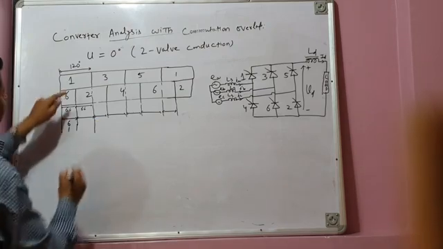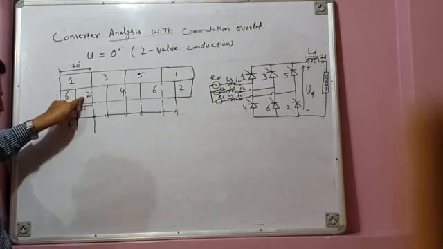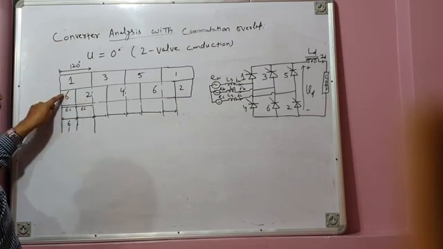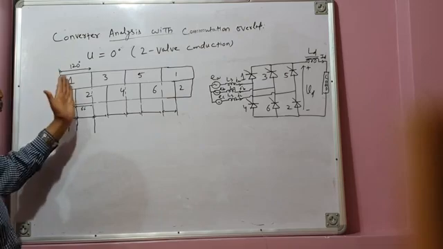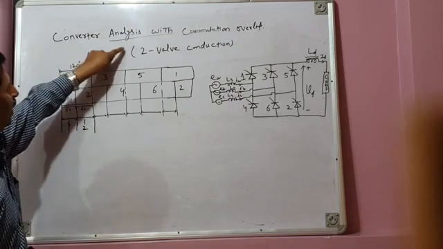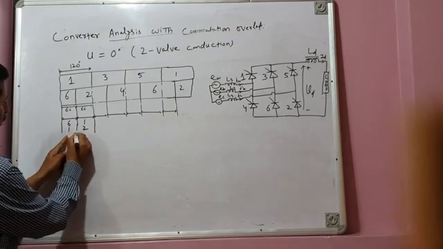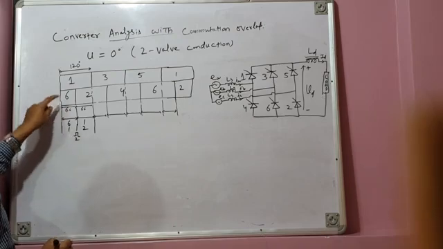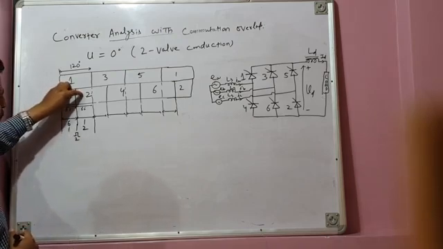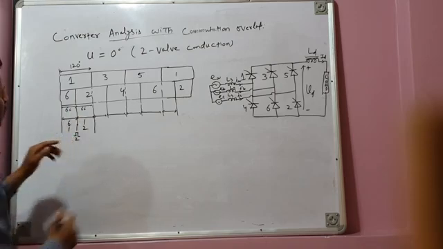Then during the next 60 degree period, valve 1 continues to conduct, and in the lower group a firing pulse is issued to valve 2. Since U is assumed to be equal to 0, valve 2 immediately goes into conduction, and there is instant transfer of current from outgoing valve 6 to incoming valve 2. So 6 goes out, 2 comes in: 1, 2.